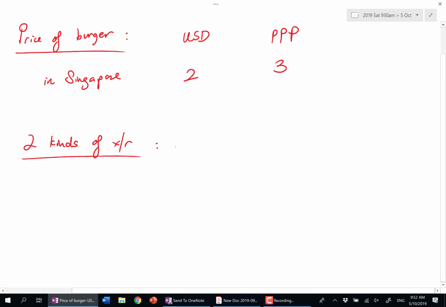There's one that's called the market exchange rate. What is the market exchange rate? It's the one you get when you go to a money changer. Okay? So when you go to a money changer in any shopping mall, you look at the board. They have an electronic board with some of the exchange rates there. That's your market exchange rate.